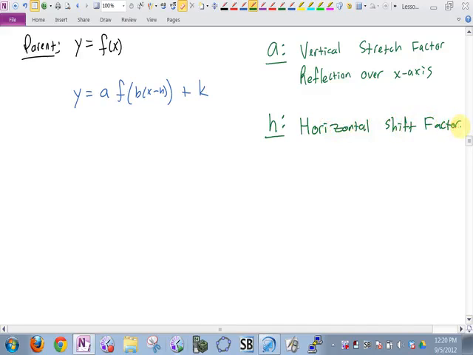And how come I wrote it as x minus h and not plus? Because if you see x minus 5, your shift factor is actually positive 5, not negative. x minus 5 shifts in what direction, positive or negative? The positive direction. So it's the opposite of how it looks, right?